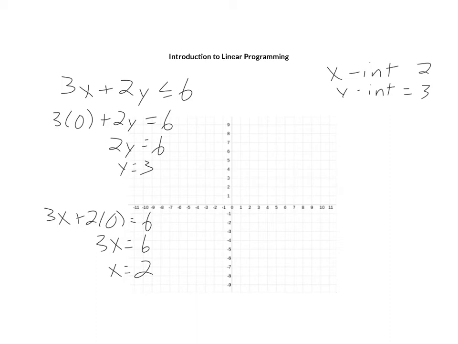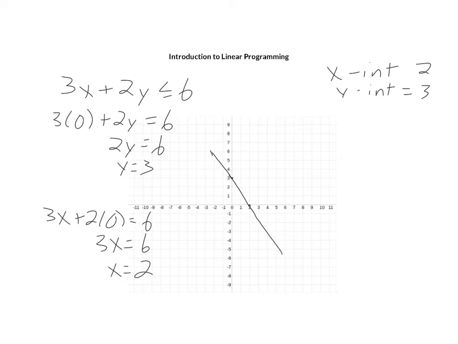So we can mark those places on the y-axis, right there. That's where the y-intercept is, and here on the x-axis, that's where the x-intercept is. And we have 2 points, which means we can draw a line through them. Now we can see a line roughly goes about right there.